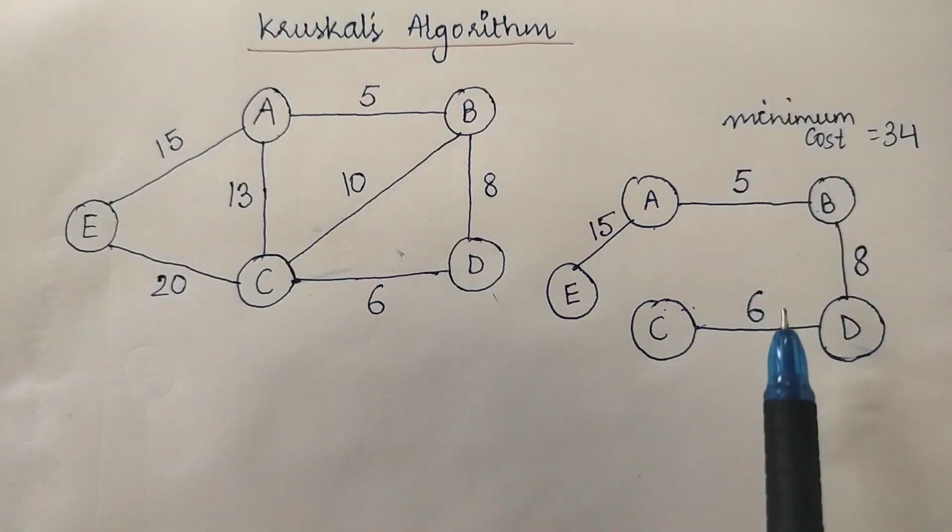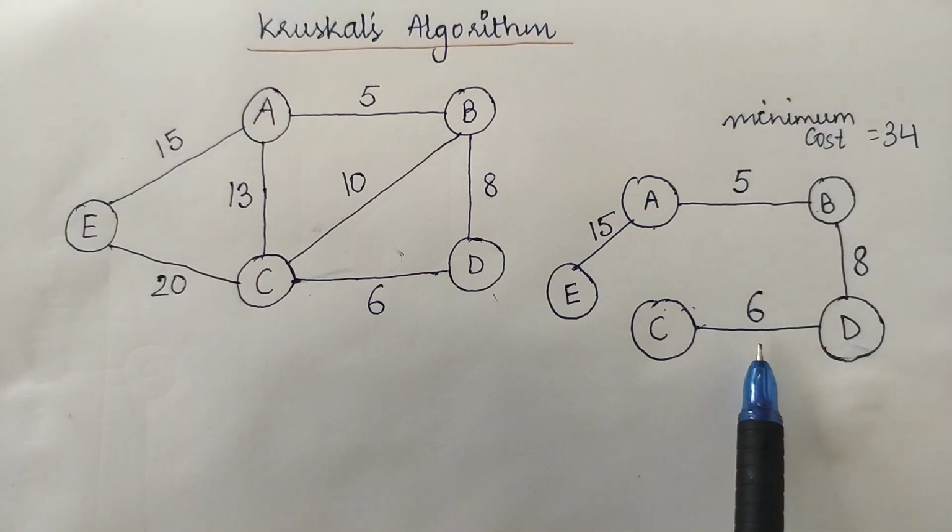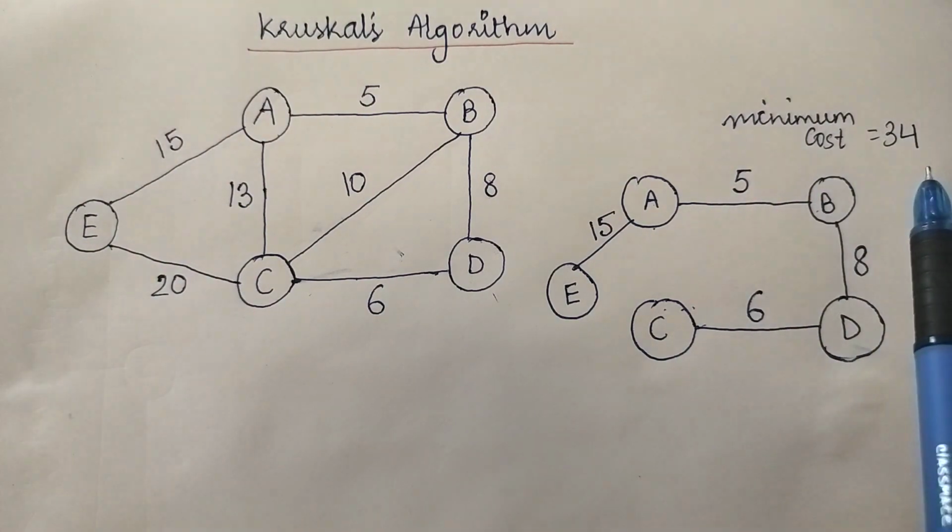So this is how we have found the minimum spanning tree using Kruskal's algorithm having minimum cost 34.